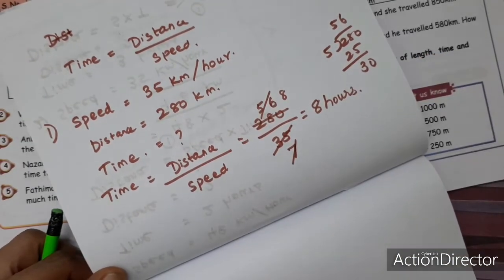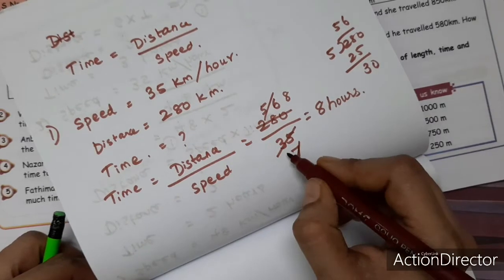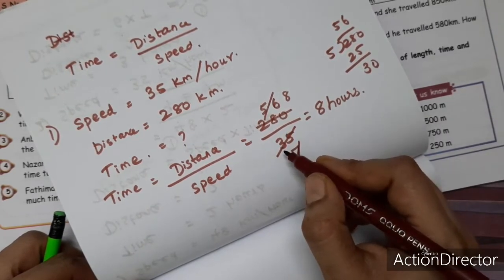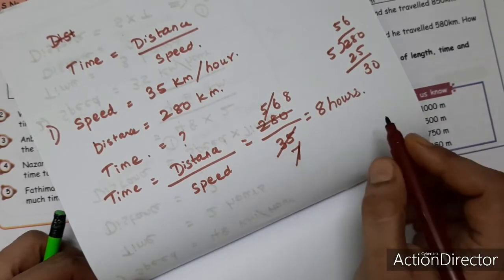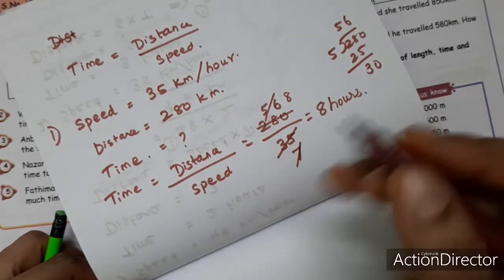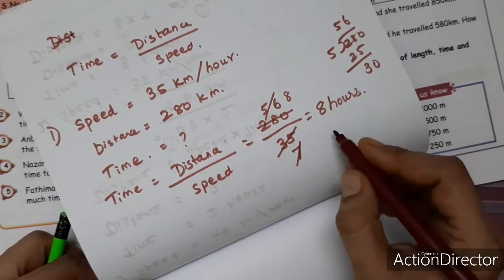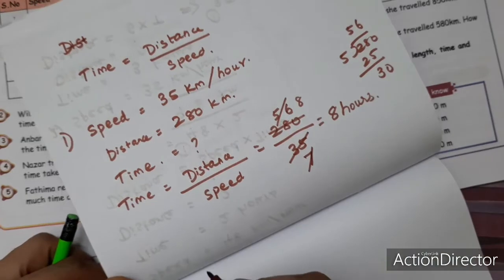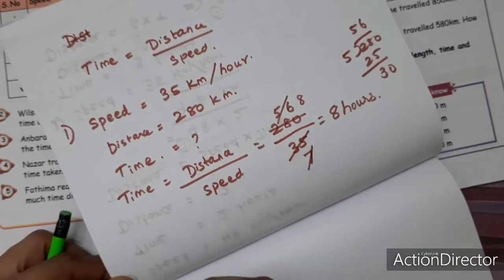Okay, this is how you will divide. Simply dividing this number by 35 will be difficult for you. That is why I told this method. If you want, you can divide by 35 also. So the answer is 8 hours. Okay, next we shall move on to another sum.